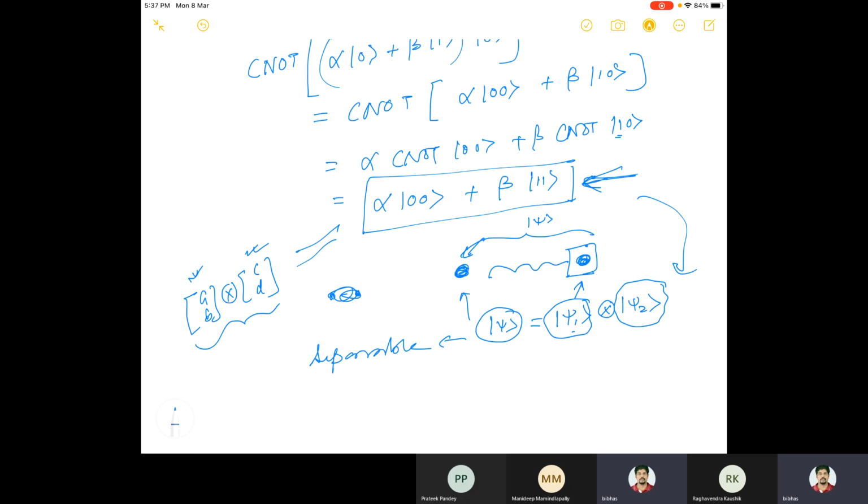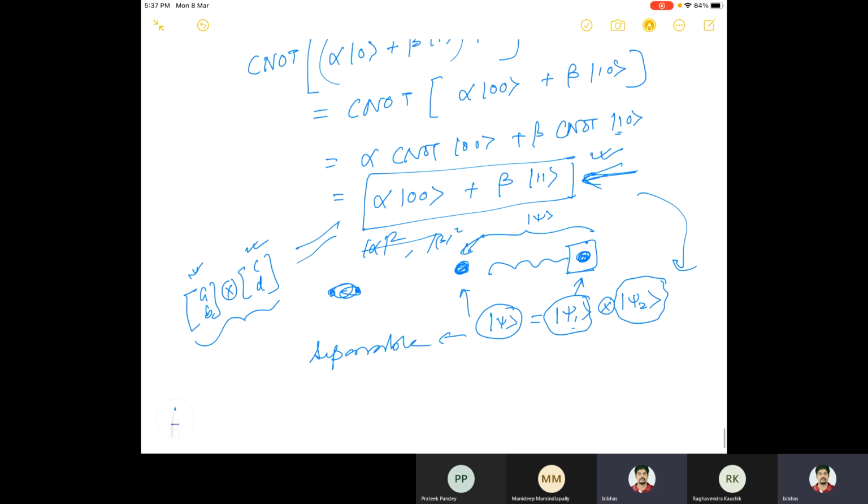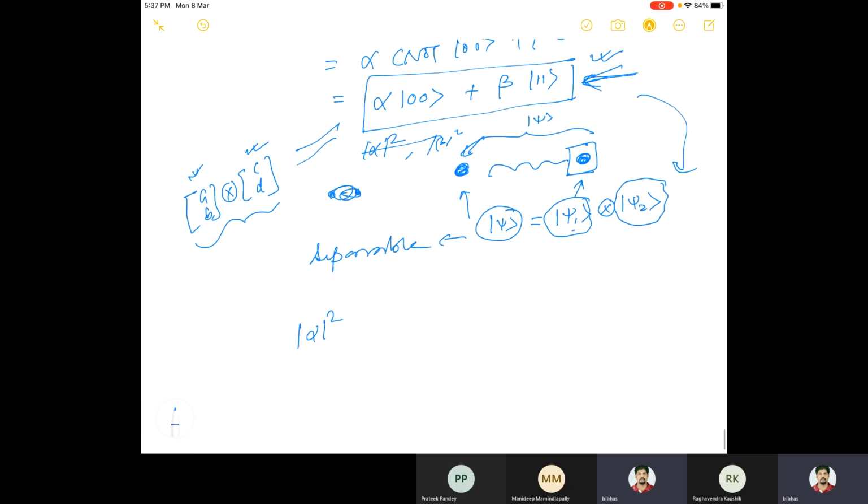The idea is very simple. If we measure this state in the standard basis, like 0, 1, 2, 3, because it is a 2 qubit system, then alpha square is the probability of getting 00, and beta square is the probability of getting the other outcome. So this is nothing but a probability distribution, P1 and P2. And how uncertain they are, you can have certain measures for that, like the Shannon entropy. You can develop new concepts to measure how much entangled they are.